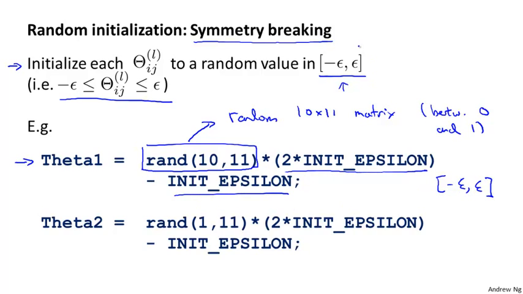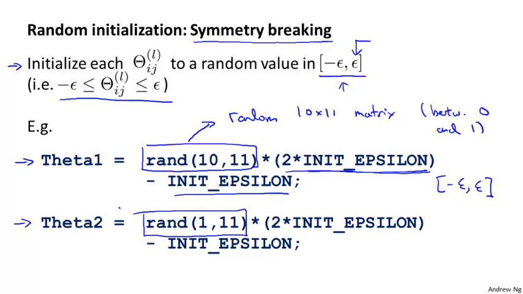And incidentally, this epsilon here has nothing to do with the epsilon that we were using when we were doing gradient checking. When we were doing numerical gradient checking, there we were adding some values of epsilon to theta. This is an unrelated value of epsilon, which is why I'm denoting it init epsilon, just to distinguish it from the value of epsilon we were using in gradient checking. And similarly, if you want to initialize Theta2 to a random 1 by 11 matrix, you can do so using this piece of code here.